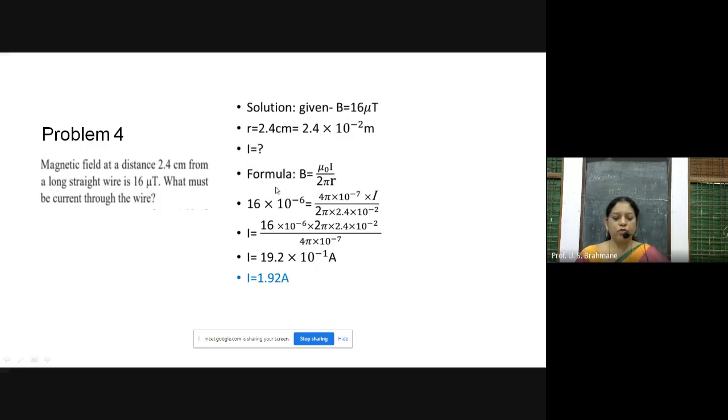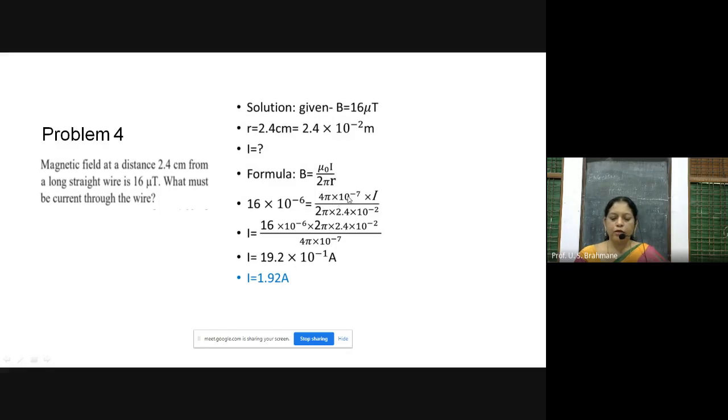The formula which we know is B is equal to mu 0 I upon 2 pi R. Then this B, what is given B? This is micro Tesla, and micro is 10 raised to minus 6. So 16 into 10 raised to minus 6 is equal to, write down, mu 0. Mu 0 is a constant. It is the constant value.